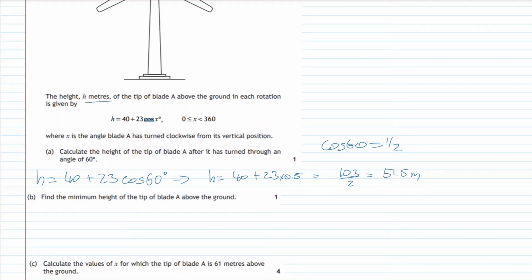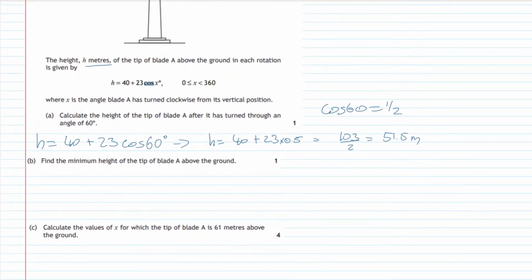Okay, find the minimum height of the tip of the blade A above the ground. So when is this going to be at its smallest? Well, we remember that cos is at its smallest when it's at 180 degrees and it's equal to minus 1. So this whole thing will be smallest when cos is equal to minus 1.